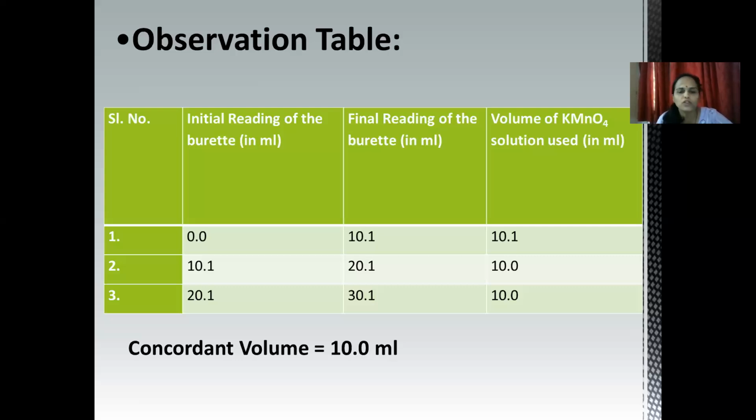You will write below the table concordant volume. Concordant volume is here equal to 10.0 milliliter. Concordant volume is not the average of all the three readings. It is two same readings you should get. So two same readings you have got. It is 10.0 in the second and 10.0 also in the third reading. That becomes your concordant volume. So the concordant volume here comes out to be 10.0 milliliter.